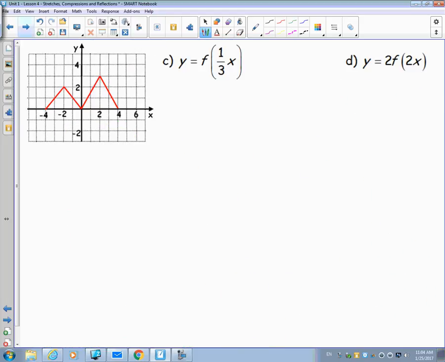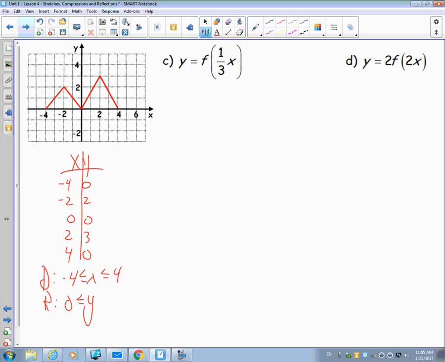All right, last parts. Put it all together again. Same picture, just gonna do some more fun things with it. So let's rewrite that table again, just real quick here. -4, 0, -2, 2, 0, 0, 2, 3, 4, 0. My domain, -4 to 4. And my range, 0 to 3. Okay, what are we gonna do this time?